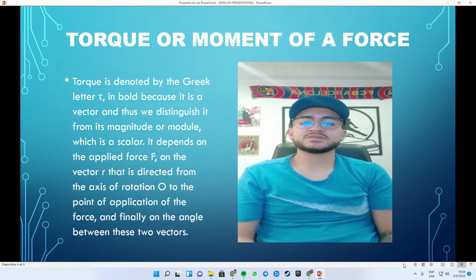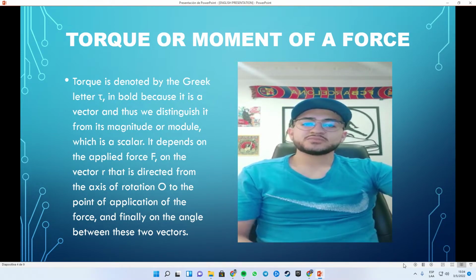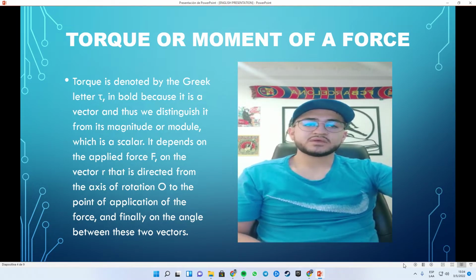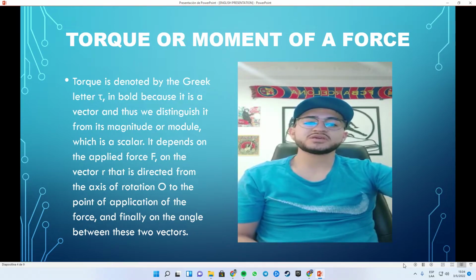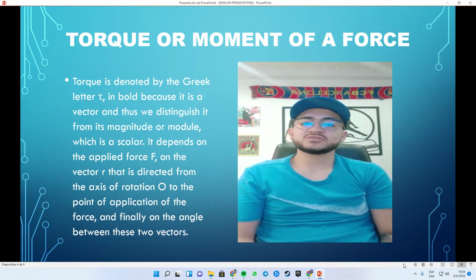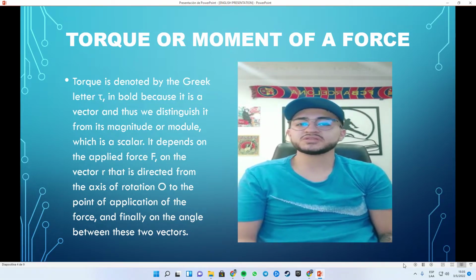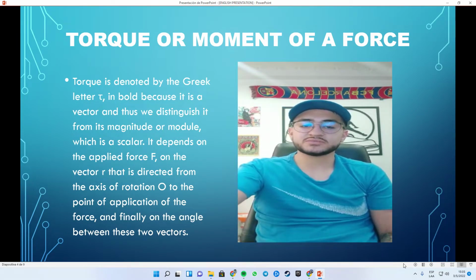The third topic is torque, or moment of a force. Torque is denoted by the Greek letter tau in bold because it is a vector, and thus we distinguish it from its magnitude, which is a scalar. It depends on the applied force F, on the vector r that is directed from the axis of rotation O to the point of application of the force, and finally on the angle between these two vectors.